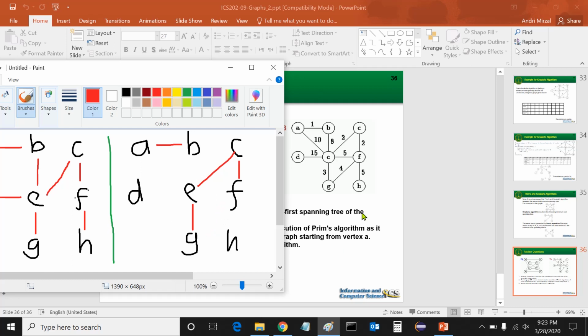After that, the next minimum one will be from F to H. There is no cycle, so we can add this. Then the next minimum one will be B to E. There is no cycle, so we can add this. Then the next minimum one will be from A to E. You draw from A to E, then we can see that there is a cycle, so we cannot do this and we need to undo. And the last one will be D to E.